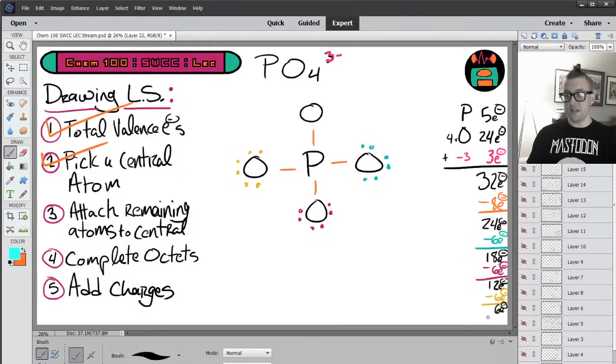Our fourth and final oxygen also needs 6 electrons, and we have 6 in the budget. So that will round out our octet.